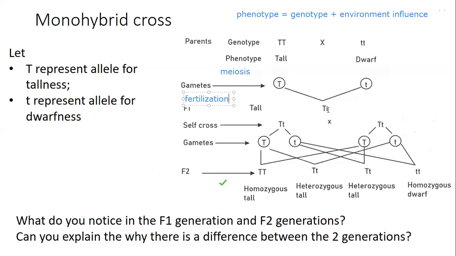Because capital T is dominant, all the F1, the first generation, are going to be heterozygous. Phenotypically, they appear tall, but genotypically, they are heterozygous. Now, a self-cross means you are getting organisms with the same phenotypic characteristic and you mate them with organisms with the same phenotypic characteristic. So we get these tall plants and mate them with other tall plants from the same experiment.